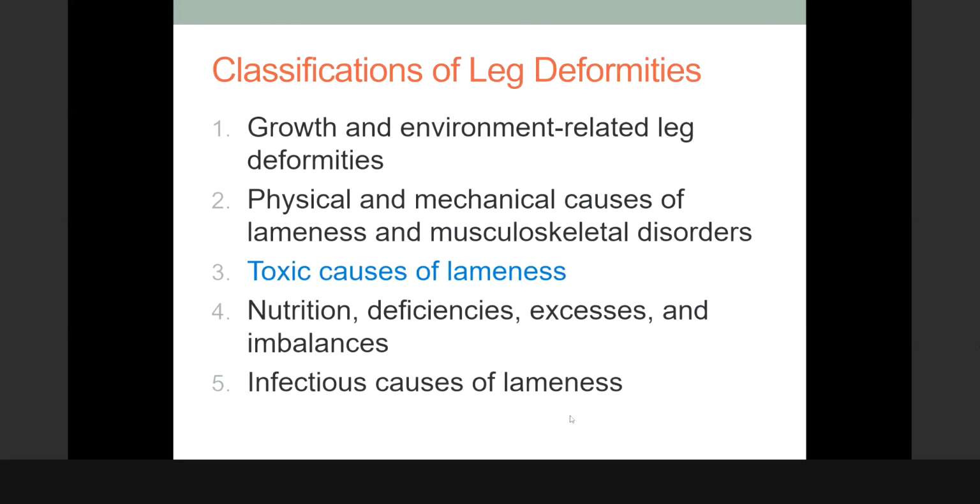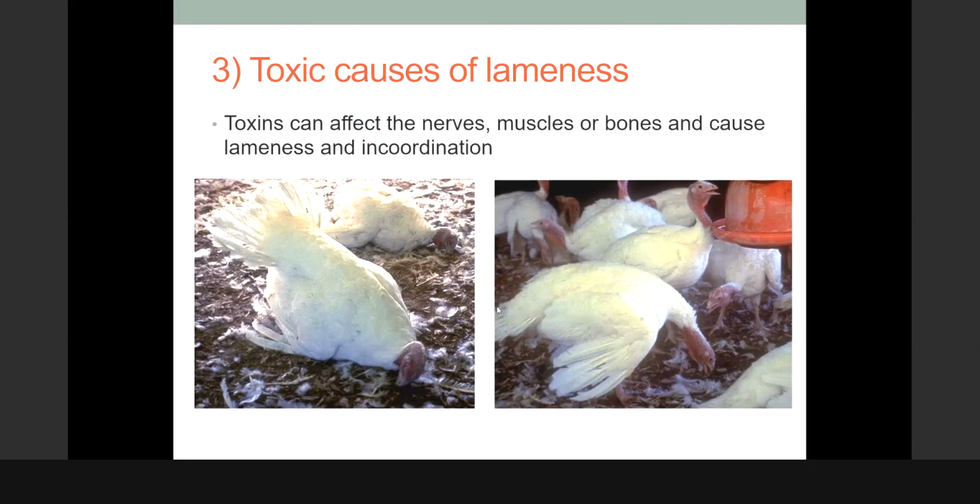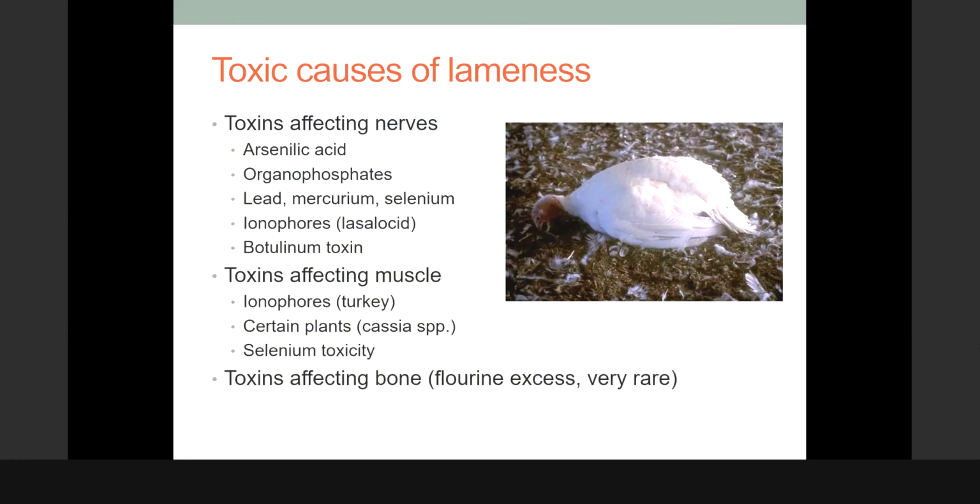Next one is toxic causes of lameness. I'm not going to cover so much on this because there's a lot of toxins that can affect the nerves, muscles, and bones. This is some of it. Toxins that can affect the nerves are like arsenic acid, organophosphate poisoning, especially if you give organophosphates in the feed to control some problems. Lead, mercury, and selenium. Too much of the ionophores, especially in coccidiostats, and botulinum toxins can affect all this.